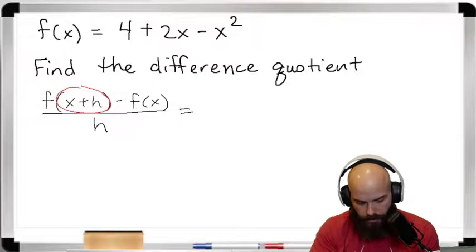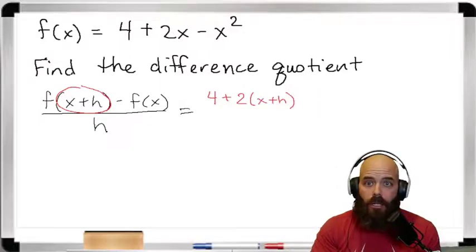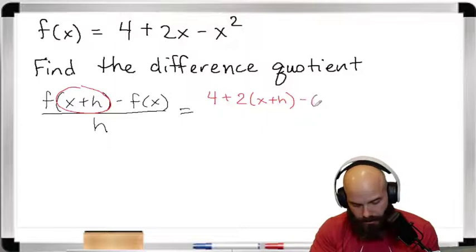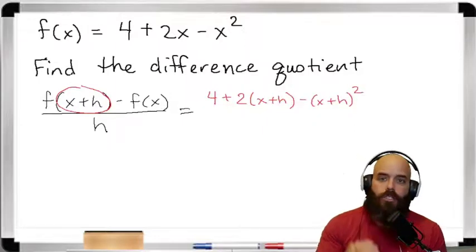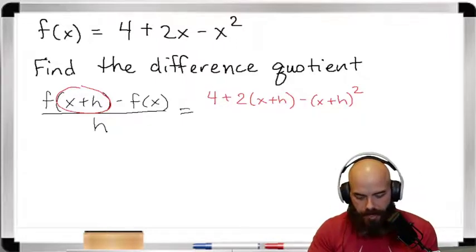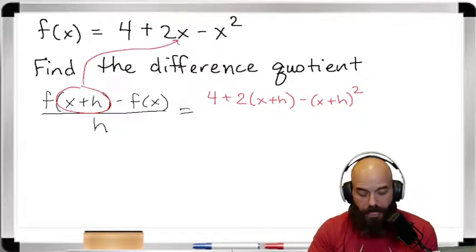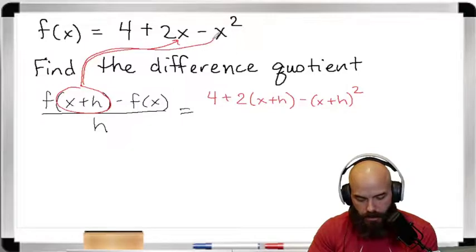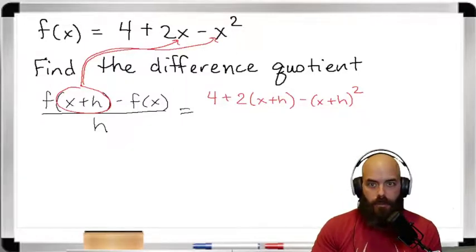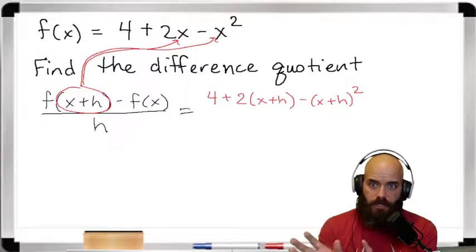We'll have 4 plus 2 times x plus h, minus x plus h squared. So everywhere I saw an x in my function, I plugged in x plus h. Okay? And I'll make sure I'm color coding this. So there's the first part.